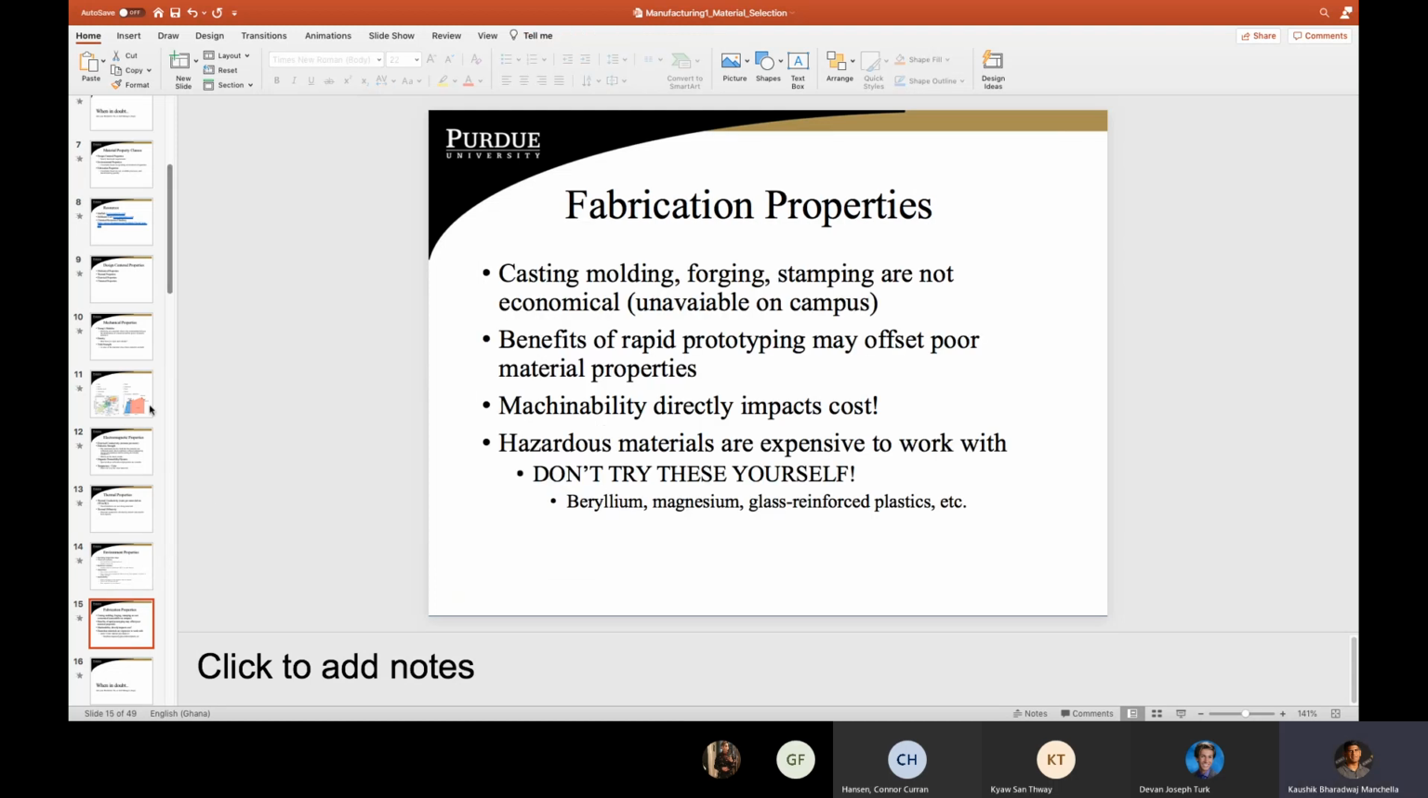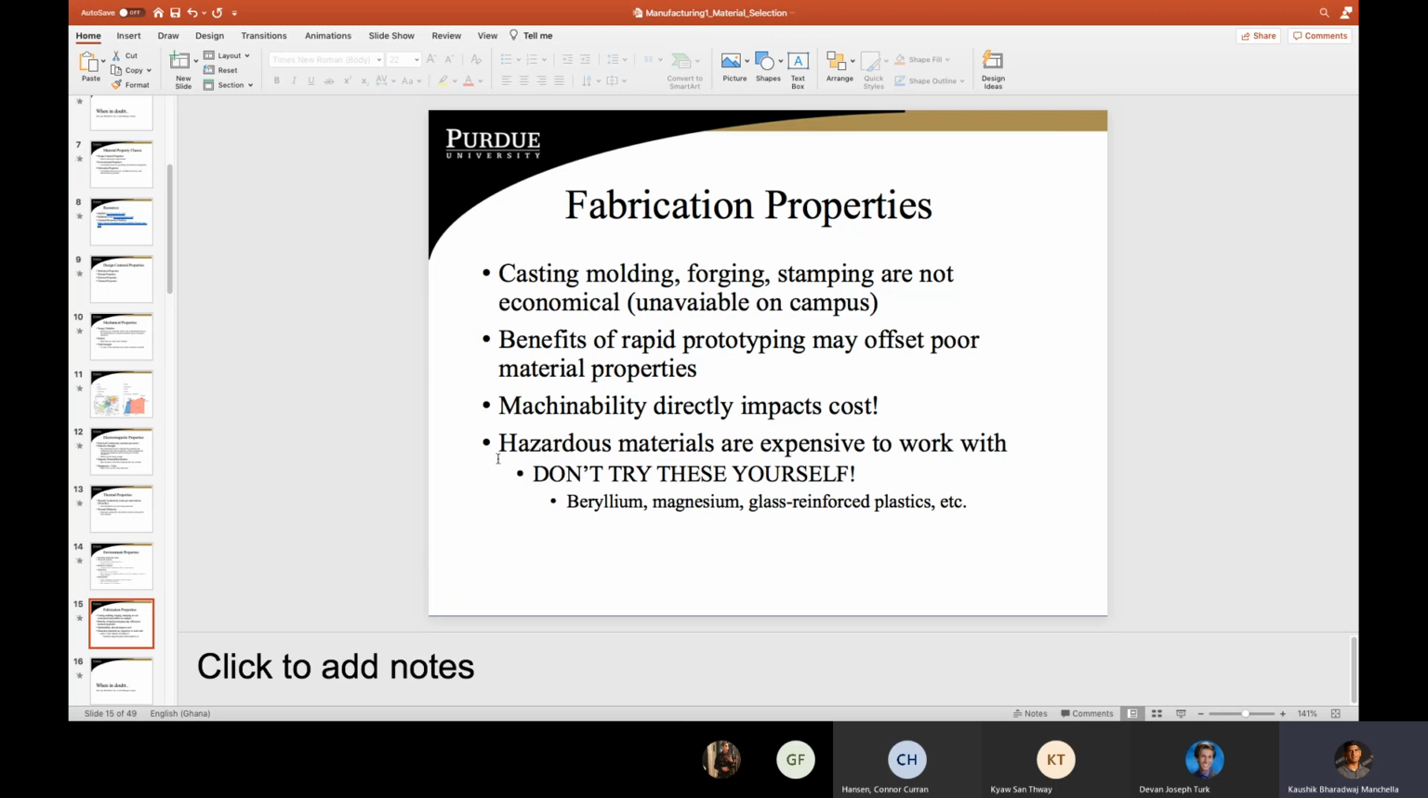And after all that I've said, you also have to consider the fabrication properties. In this case, I'm going to start out by saying casting, molding, forging. I'm not sure if you guys are familiar with casting and molding, but a lot of the plastic that you see in appliances is molded. Making a mold is expensive, but the whole purpose is to enable mass manufacturing. So in EPICS, I don't see a situation where you're going to have to mass manufacture a product. Generally, it's one product or the other. Making a mold is very expensive, and you cannot do it on campus.